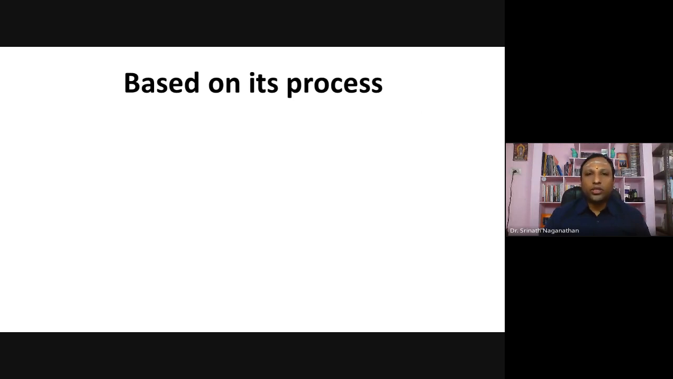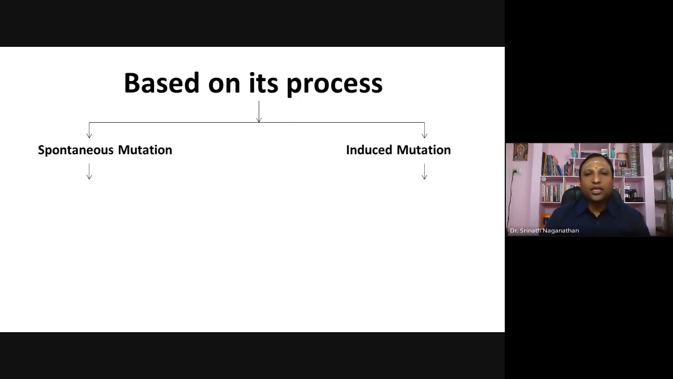So based on its process, it is divided into two: one is spontaneous mutation and the other is induced mutation. Spontaneous mutation means without our intervention. But induced mutation means it is by our involvement, that is, by extrinsic factors. It can be drugs, it can be radiation, it can be various other factors.